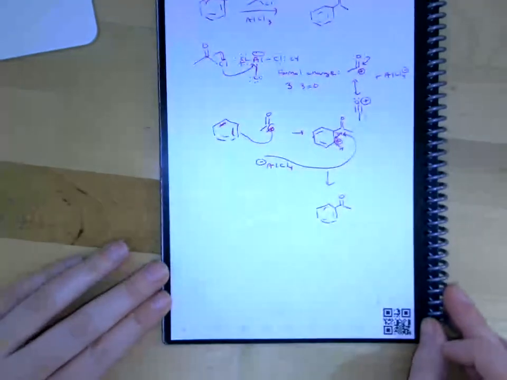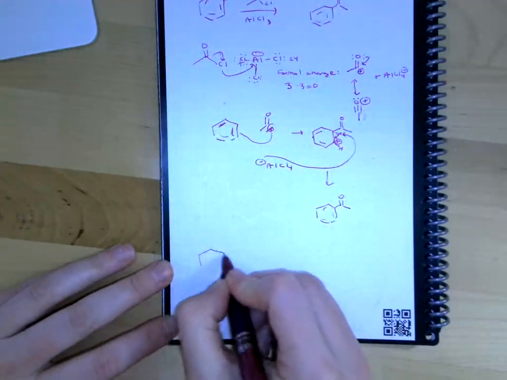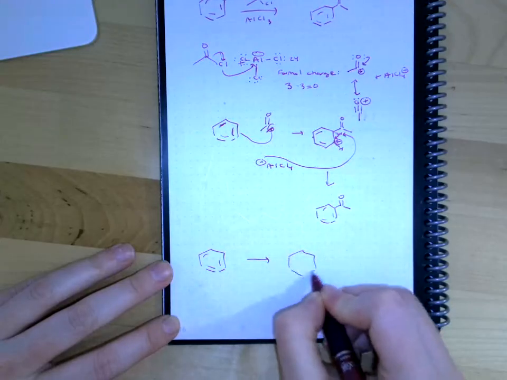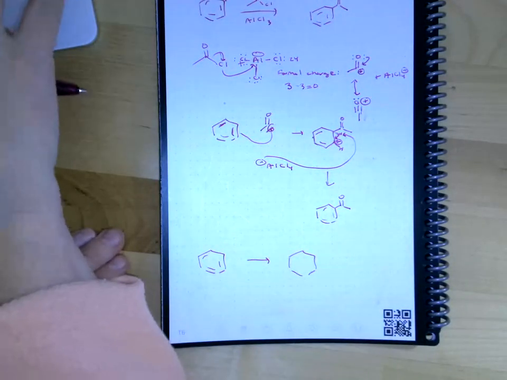So that was the first question. The second question was, how would you get the following transformation? I believe it was, let me just double check.